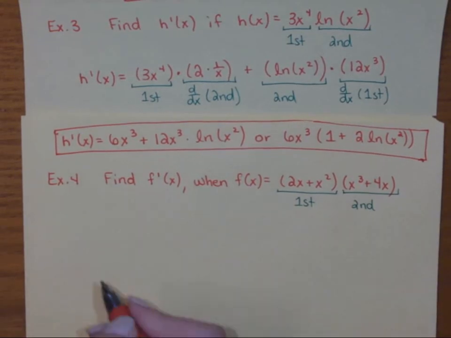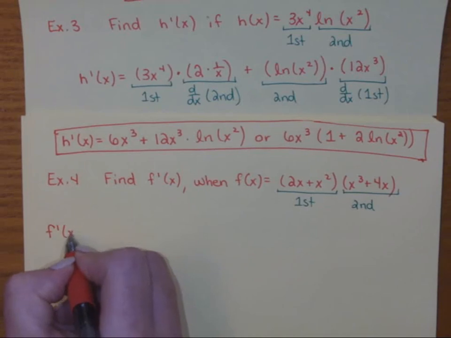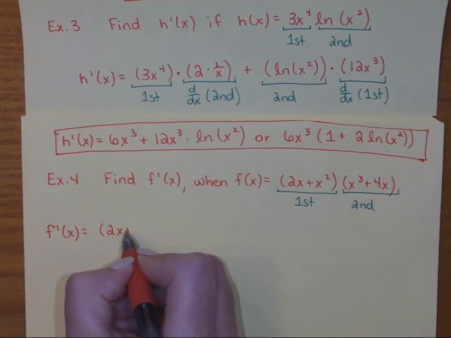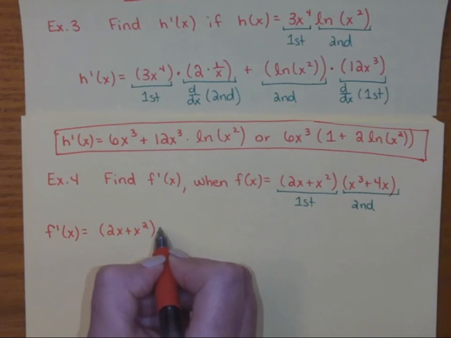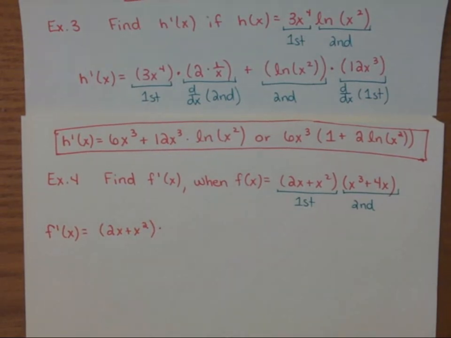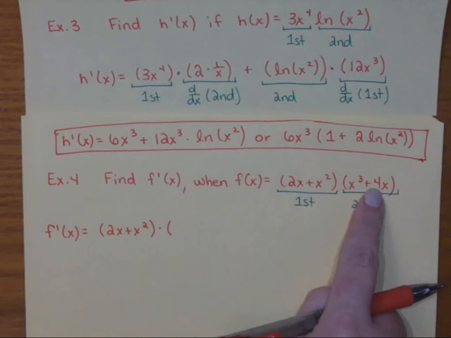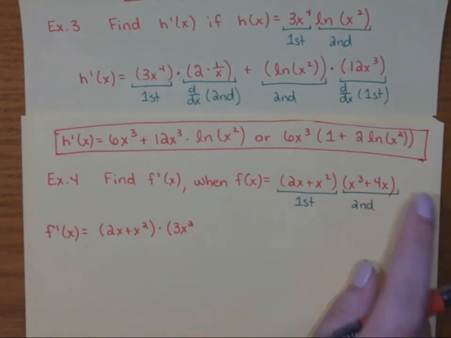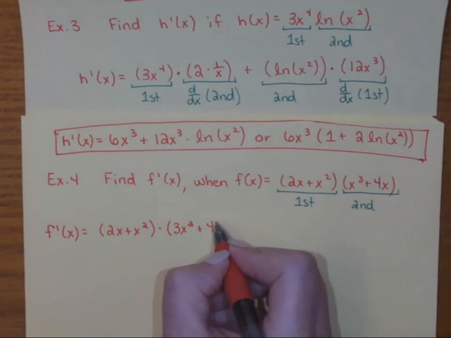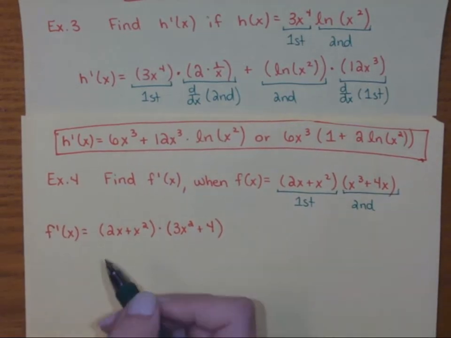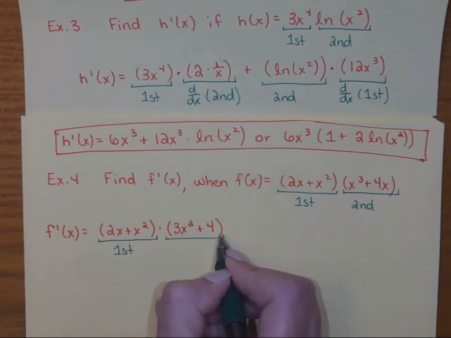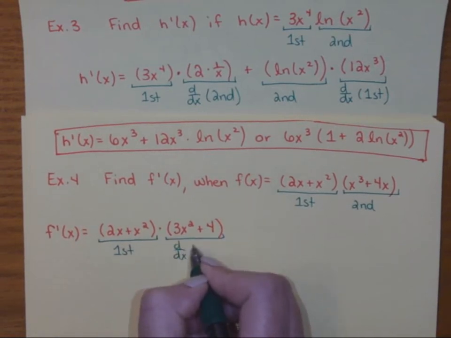Alright, so let's go kind of slow here. So use parentheses. We have first times derivative of the second. So derivative of the second would be 3x squared for the first part. The derivative of 4x is just 4. Okay, so this is the first. This is the derivative of the second.